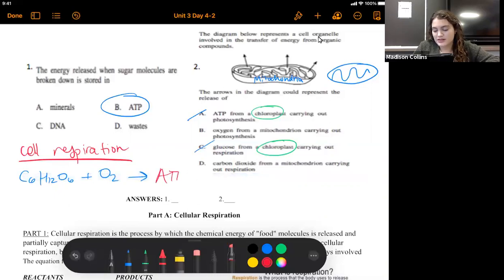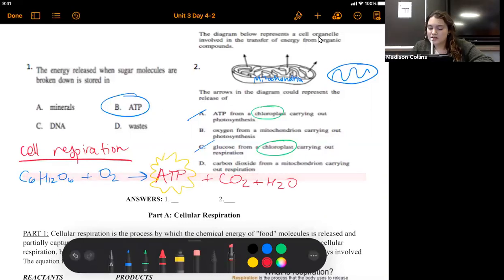When those 2 reactants go into the mitochondria, 3 things are produced. The first thing is ATP. Remember, that is the energy that is being produced in cellular respiration, but 2 other products are formed as well, and that is carbon dioxide and water. So this question is asking us about the 3 products that are produced in cellular respiration. There are 3 arrows, and here we have 3 products. So those 3 products are going to be ATP, CO2, and H2O. So using that information, we can figure out that the answer here is going to be D. This is carbon dioxide from a mitochondria carrying out respiration.